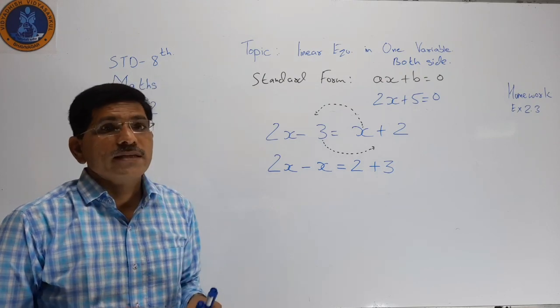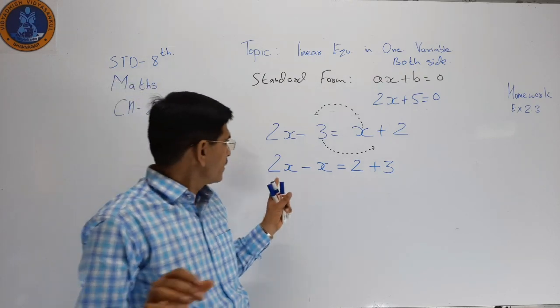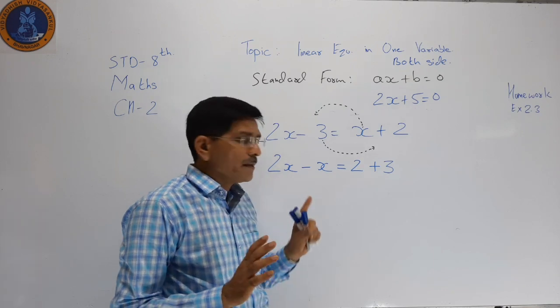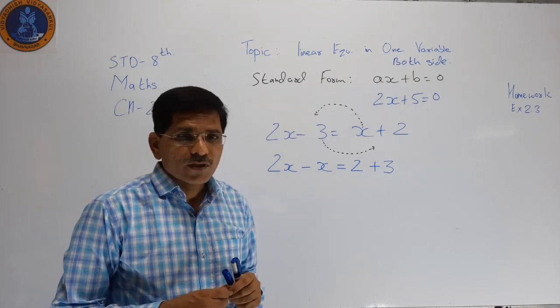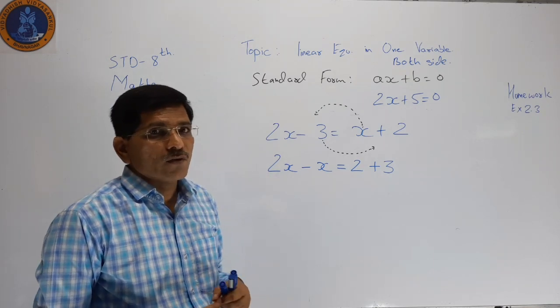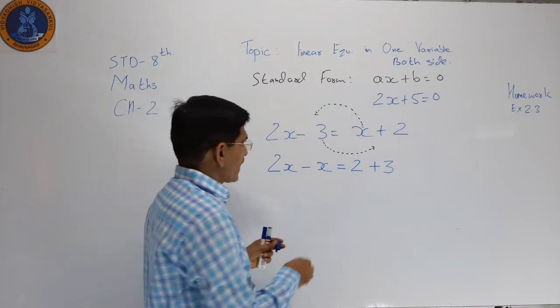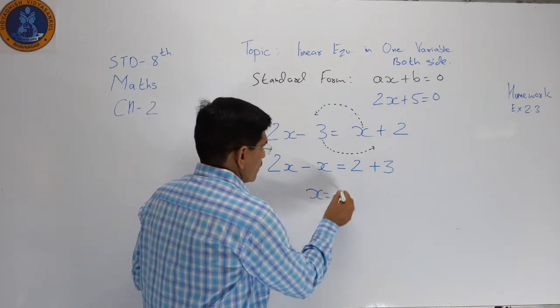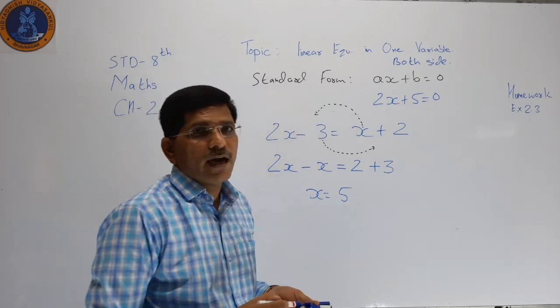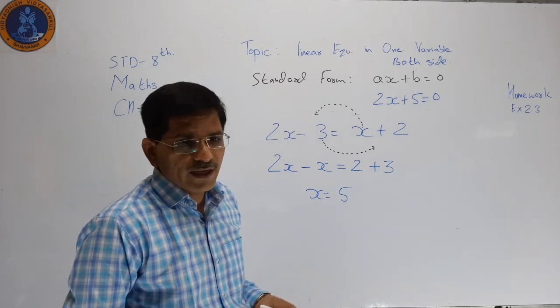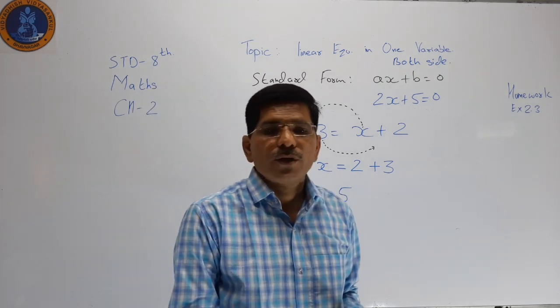Now again basic maths we have to use: plus 2x minus x. What do we have to do? We get x. So x is equal to 5 is the answer. That way we can do it.